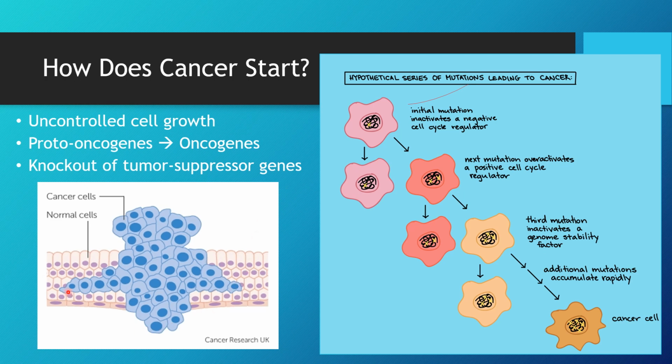Down here, this is a figure showing the growth of cancer cells. If you notice, they grow uncontrollably. The size is very nonuniform compared to these normal cells.